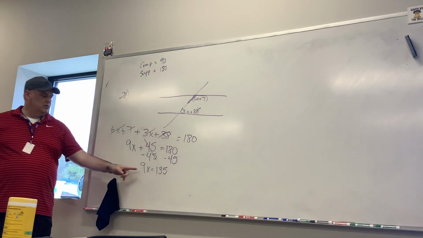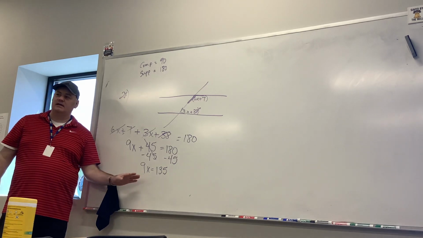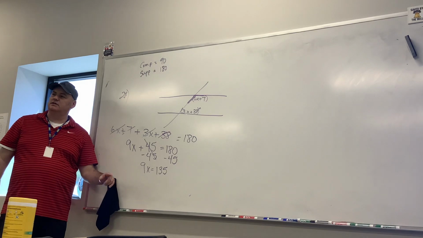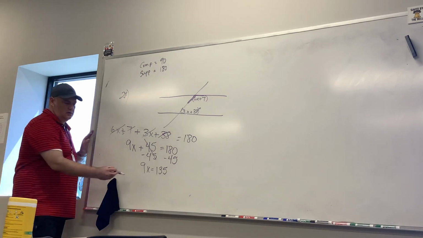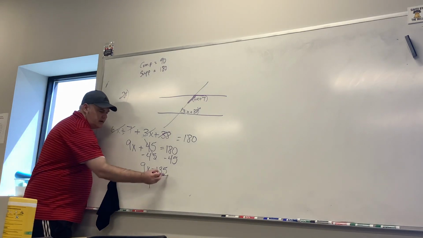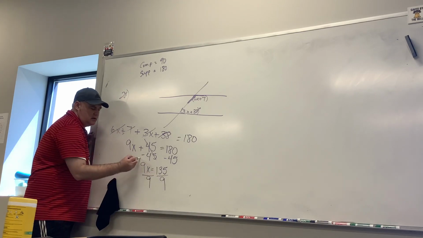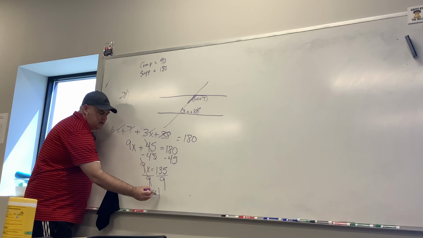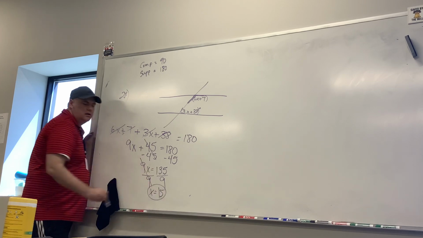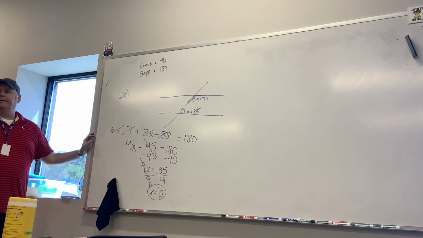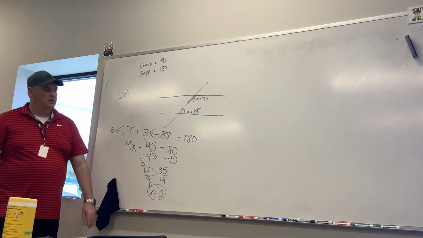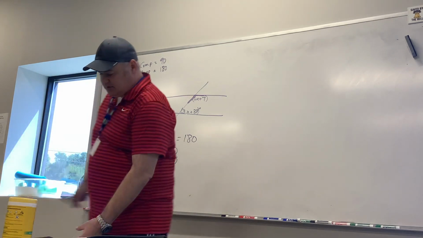Now I need to get rid of this 9. It's not being added, so we're not going to subtract it. It's being multiplied. So what do we do instead of multiplication? Divide both sides by 9. That gives me x equals 15. A little more work, but it's the same. We did all this at the beginning of class to review, but now you're just plugging it into a geometry problem.